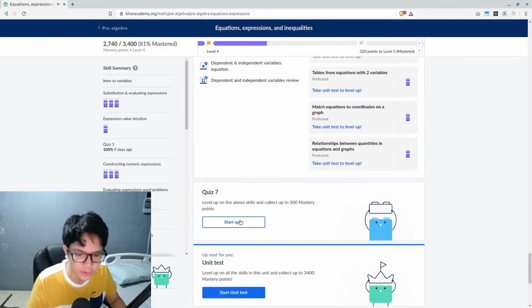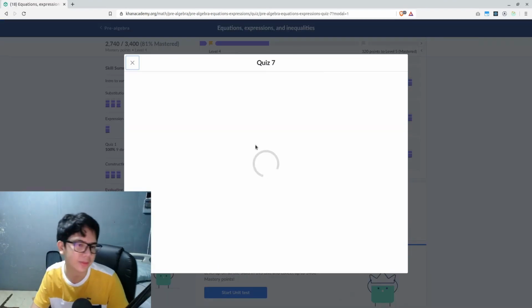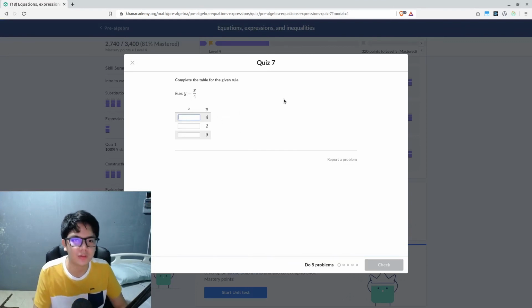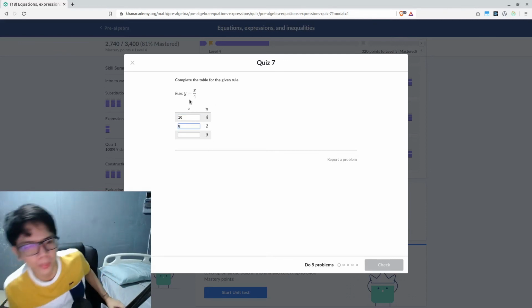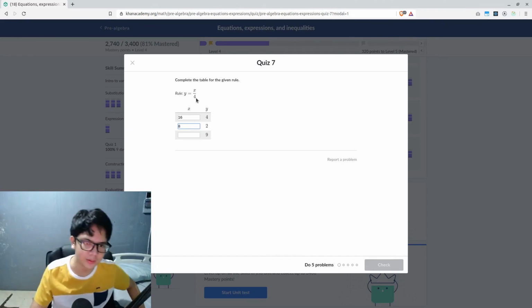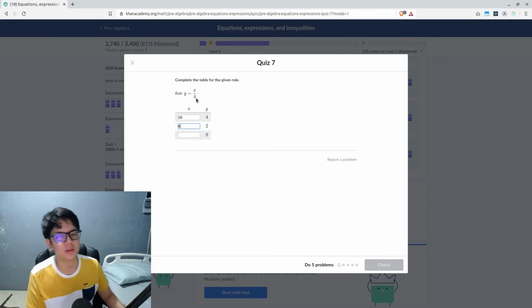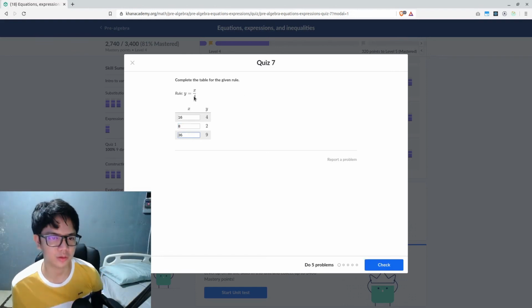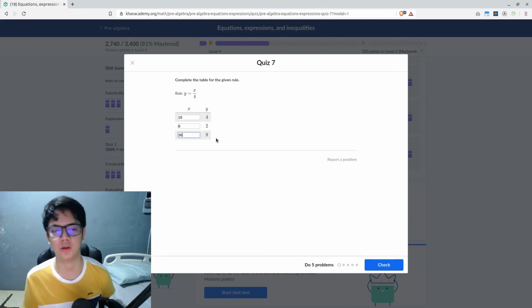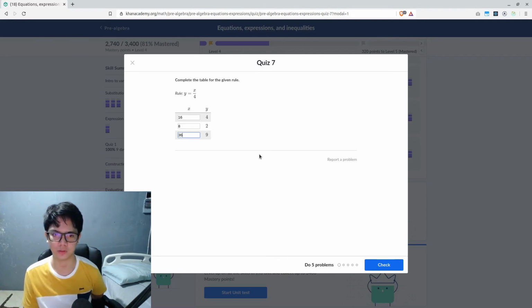Okay, let's go for the quiz number 7. Complete the table for the given rule. 16 divided by 4 is 4. And 8 divided by 4 is 2. I mean, can I just multiply this? 4 times 9 is 36. That's correct, right? So 4 times 4 is 16, 4 times 2 is 8, 4 times 9 is 36. So just gonna do an inverse operation.